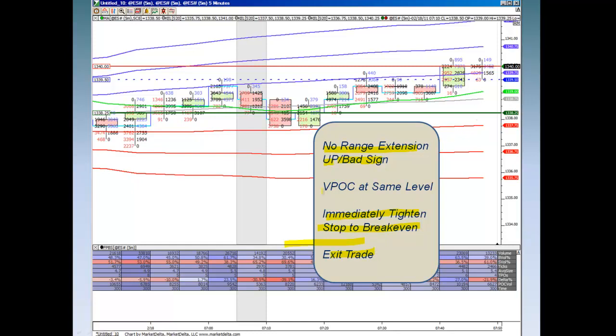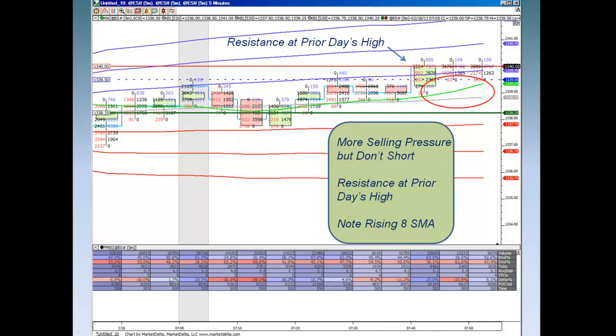Things did not work out. The volume POC is still at the same level, so I still have a chance to get out, but I'm not going to make any money on this trade. Break even is the ideal target. So you take a small loss and you get out of the trade. Now let's see what happens.